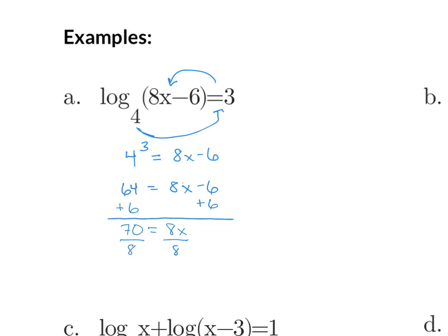We should go ahead and simplify the fraction. If we simplify it, we can divide both top and bottom by 2, giving us 35 over 4 equals x.